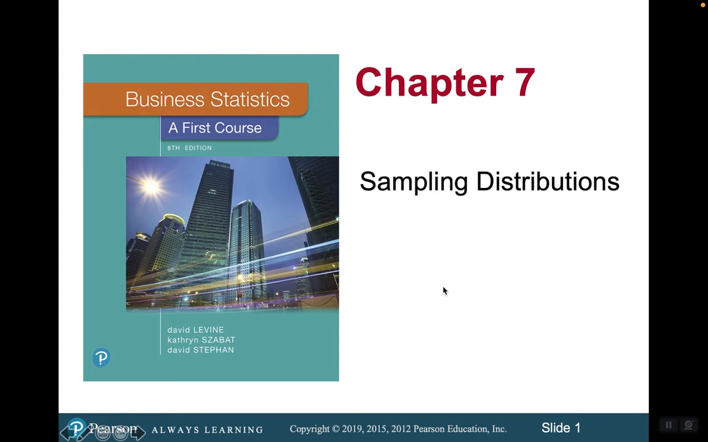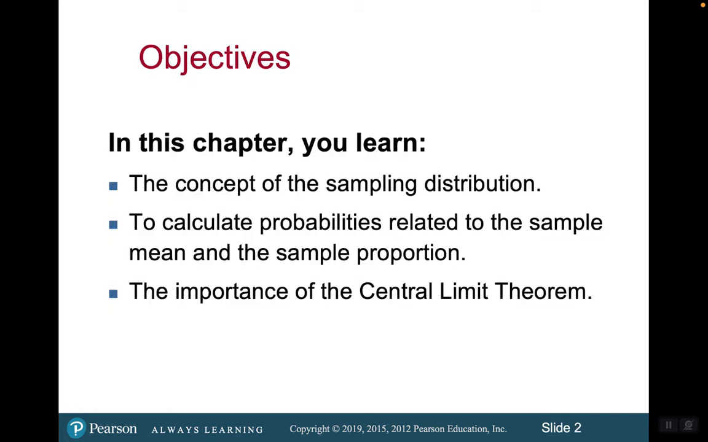Okay, so this is a walkthrough of Chapter 7 where we talk about sampling distributions. All right, so a couple of the concepts we're going to be looking at. Number one, we're going to do a definition, describe what we mean by a sampling distribution.